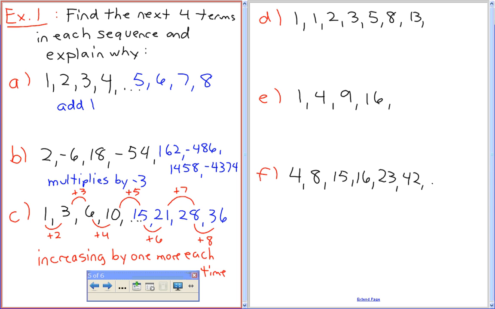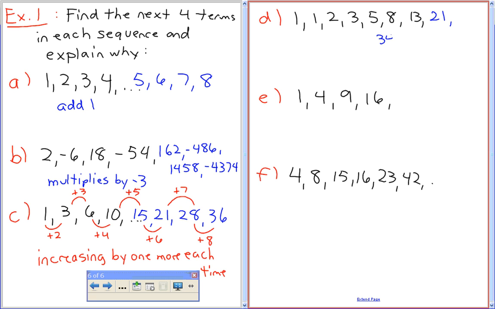All right, another volunteer that hasn't raised their hands yet. Number D, go ahead. D is 21, 34. You said, what was it, 21? Can anyone else see what happened there? Amy, what happened there?